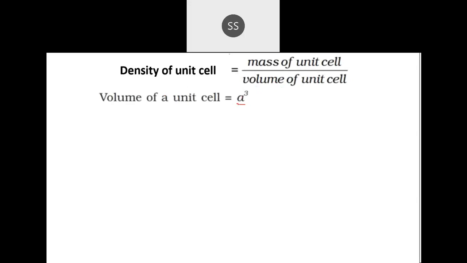volume of the unit cell here you can write as a cube. We are going to consider a cubic unit cell, okay, simple one, where all the sides are equal. The length, the breadth and height, everything is equal. We are not going to consider where the lengths are not equal. So we are considering only the simple cubic unit cell, so all the sides are equal. So it will be A into A into A, so A cube.